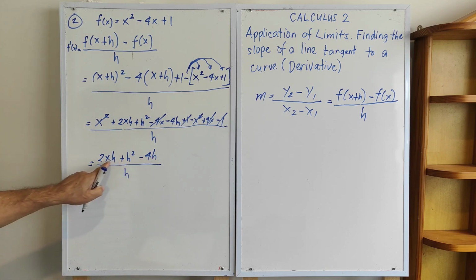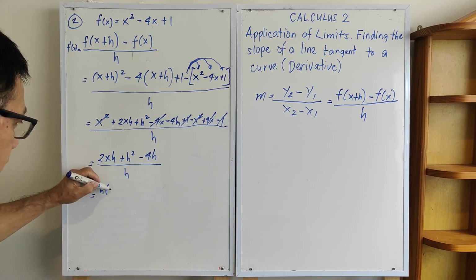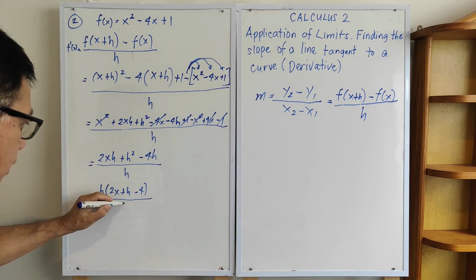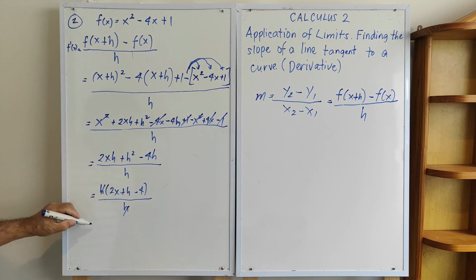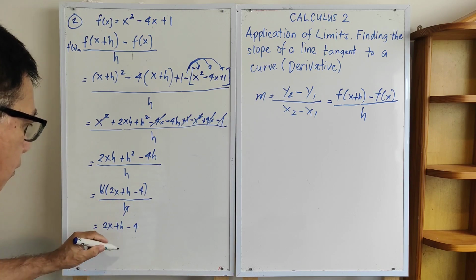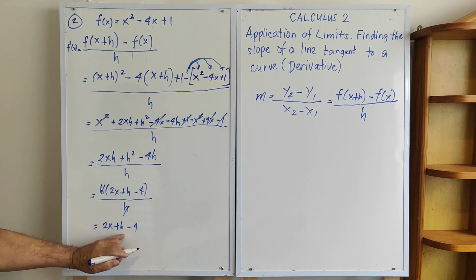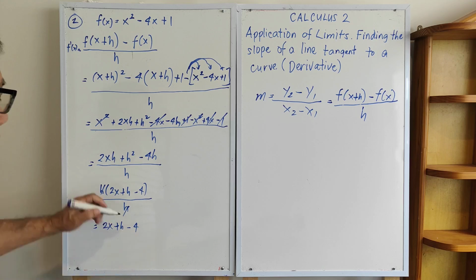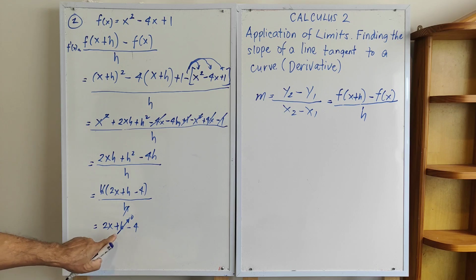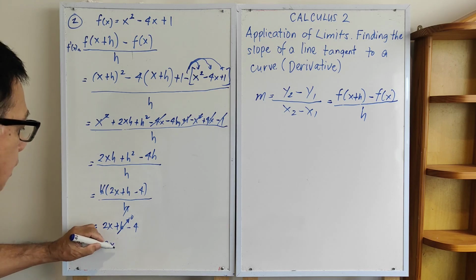All of the terms in the numerator have h, so we can factor out h. What will be left is 2x plus h minus 4 all over h, and this will cancel out. So what you have left is 2x plus h minus 4. Like I said before, the h is so small that we would want it to be 0, so we're getting the limit as h approaches 0. So the general slope formula is 2x minus 4.